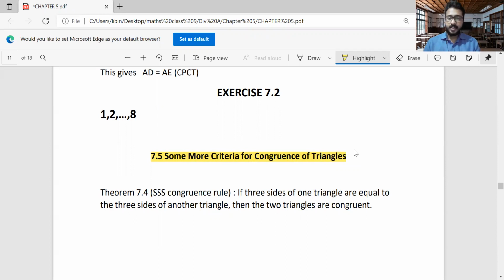We have seen SAS congruence, then ASA congruence, is it correct? As we have seen, some congruences are not applicable, whereas some are possible. All of you think. As we proceed further, here we are going to learn some more criteria for congruence of triangles. So far we have seen three criteria for the congruence of triangles. Now let us see, as theorem 7.4, the SSS congruence rule.